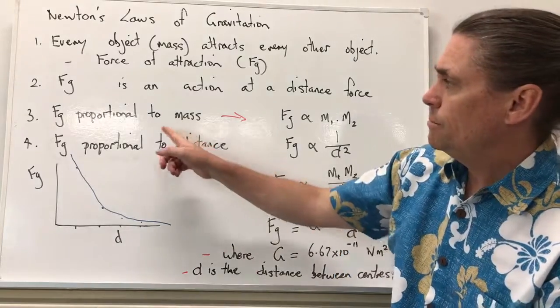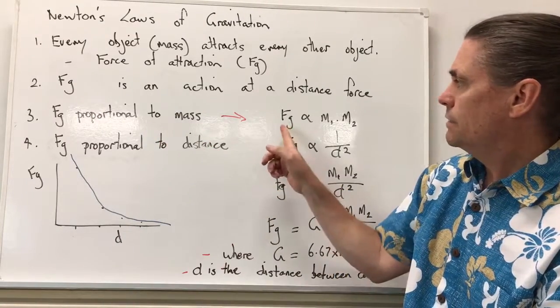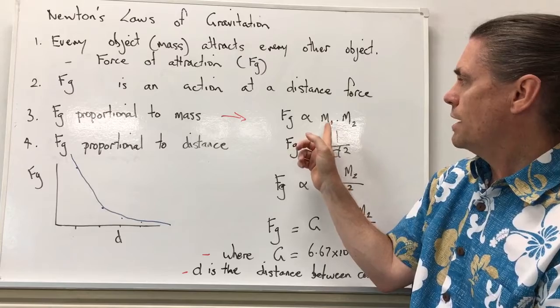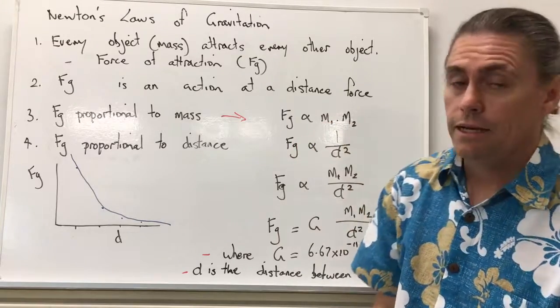So our relationship between force of gravity and mass is that the force of gravity is proportional to the product of our first mass and our second mass.